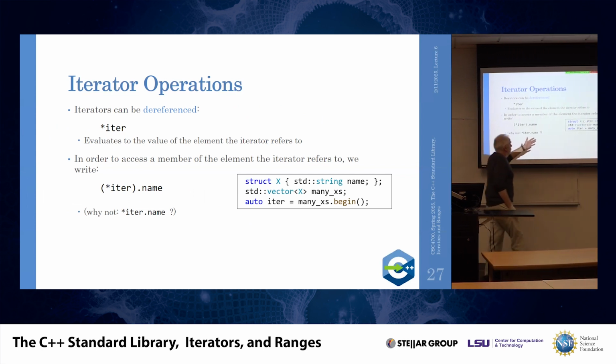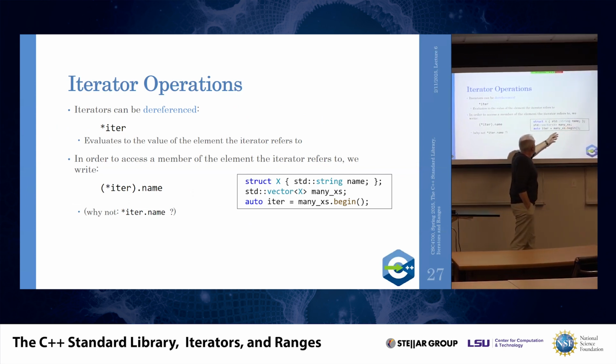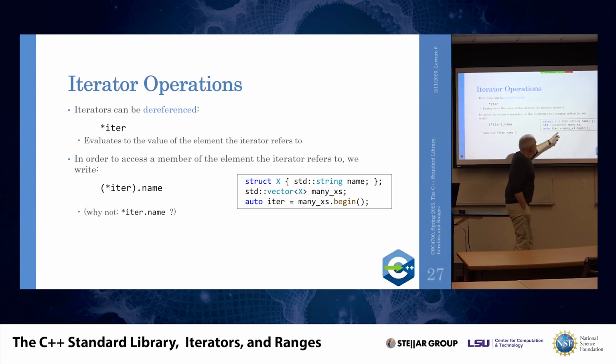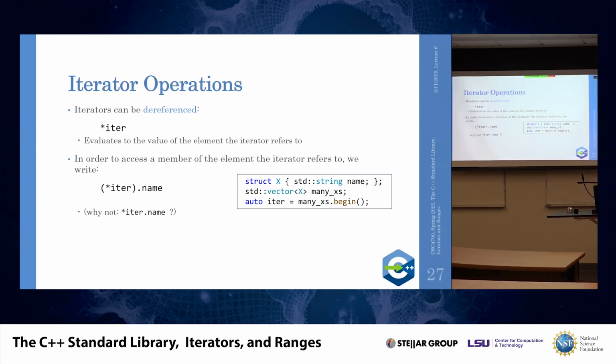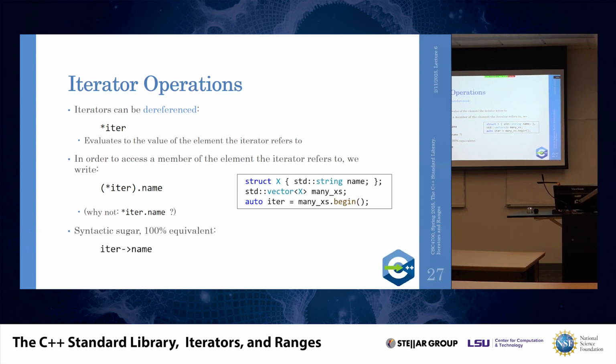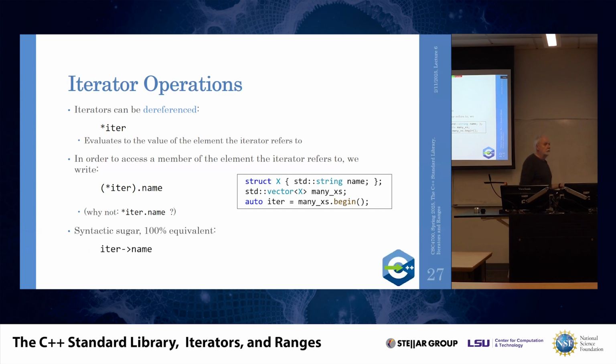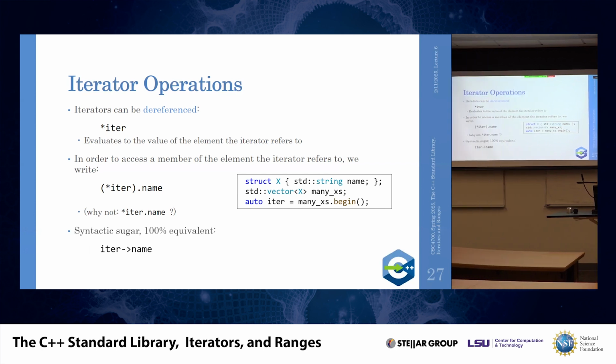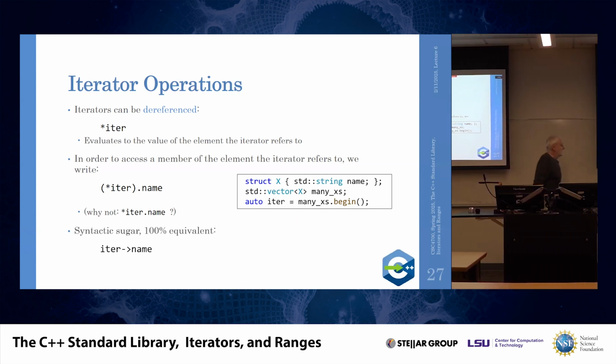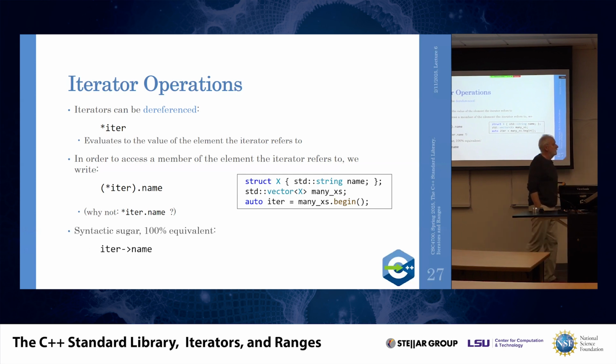So for example, if I have a struct x that has a name in it and a vector of those, then the iterator refers to one of those x's, and if I want to get to the name, I just have to write it this way. But you could write it this way as well, as with a normal pointer. The same way as you are used to working with pointers in C, you can do with most of the iterators. So this and this are completely equivalent syntactically. You can choose which way you want to go.